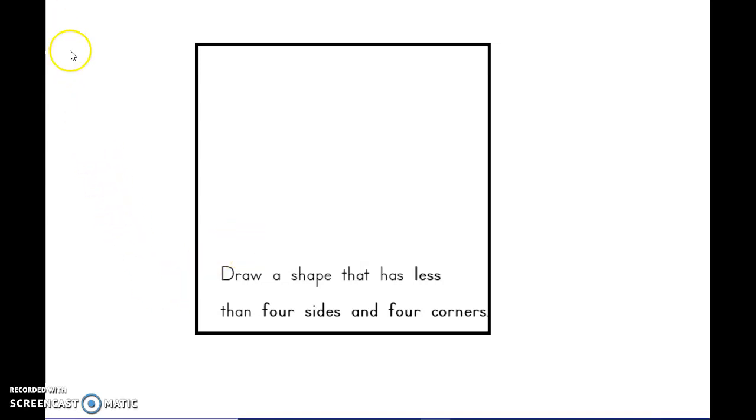You'll do 2 more pages just like this on your Seesaw activity, and then you will hit the check twice to submit, and that will be your Seesaw activity for today.